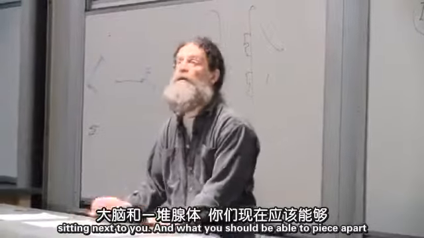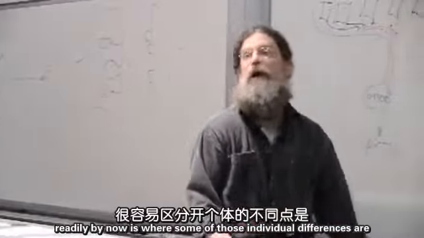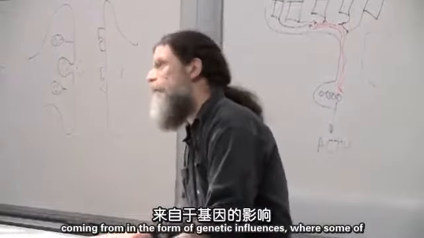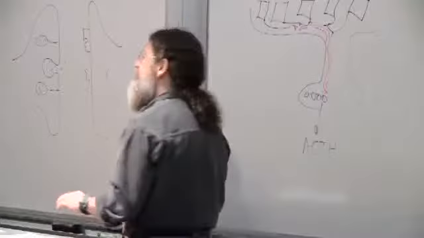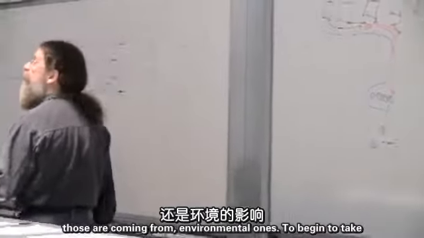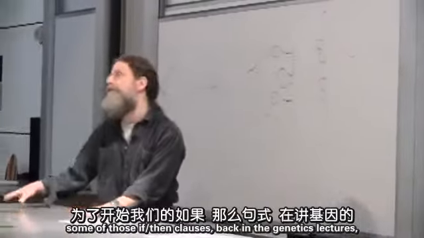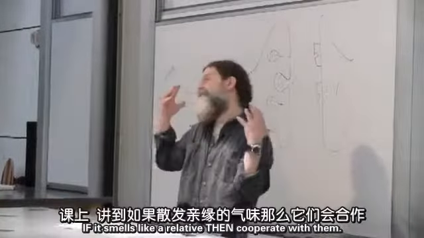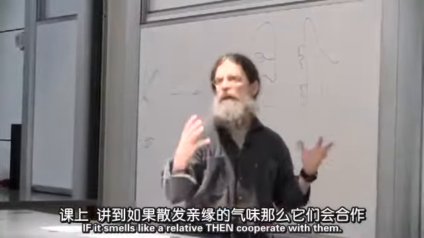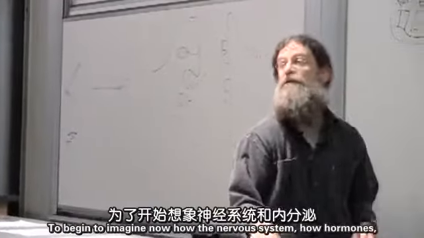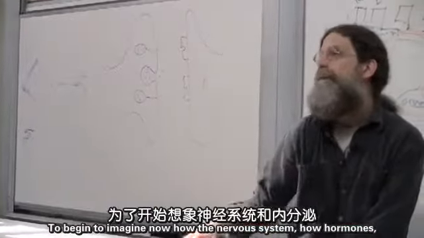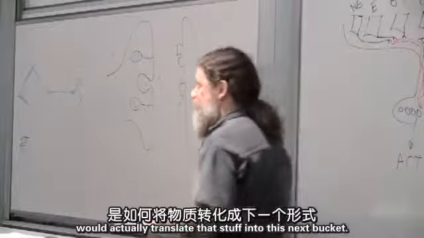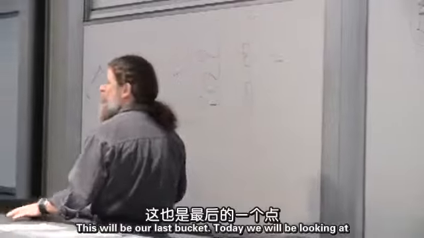And what you should be able to piece apart readily by now is where some of those individual differences are coming from in the form of genetic influences, where some of them are coming from environmental ones, to begin to take some of those if-then clauses back in the genetics lectures, if it smells like a relative, then cooperate with them, to begin to imagine now how the nervous system, how hormones would actually translate that stuff into this next bucket. So this will be our last bucket.